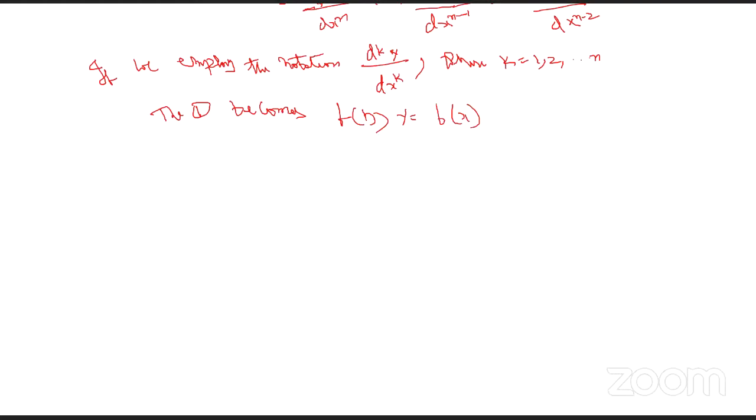Which is called the operator form of equation 1.